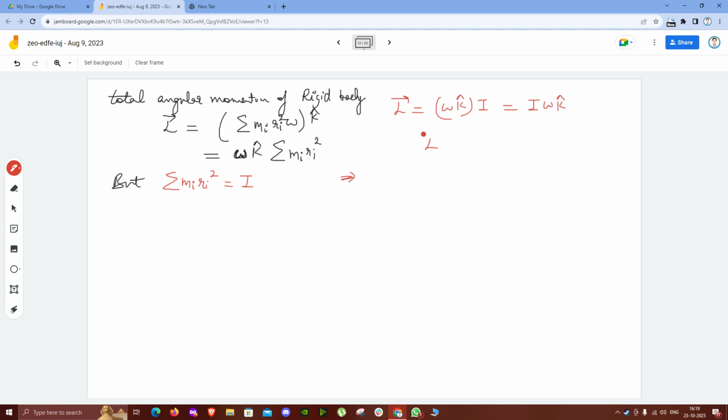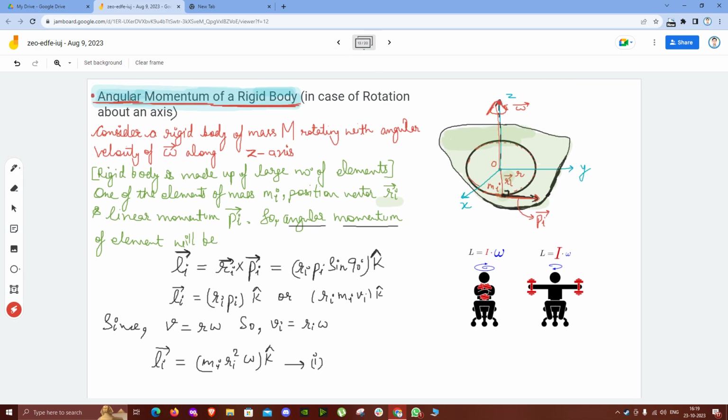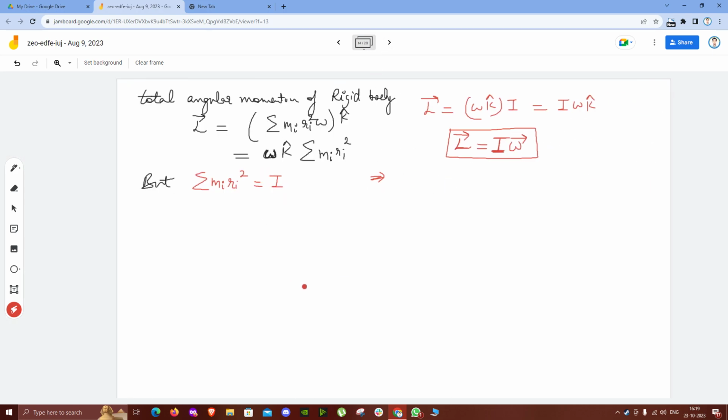Now we can write the angular velocity as the vector omega, and k cap shows the direction in which the vector is going. So L will be equal to I omega vector. This is the angular momentum of the rigid body about a fixed axis. The direction of both L and omega will be along the z axis, because there is a k cap with this, so it will be along the axis of rotation.